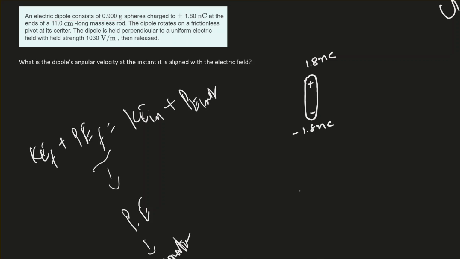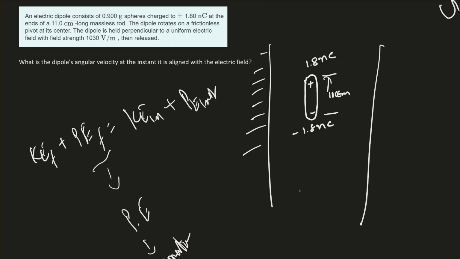Now at the end of it, an 11 centimeter long massless rod, assuming that's a massless rod. So the length of this rod is given, which is 11 centimeter. Now the dipole rotates on a frictionless pivot at its center. The dipole is held perpendicular to a uniform electric field with a constant field strength. So basically it could be a capacitor where one plate has positive charge, another plate has negative charge. So definitely here we have a constant electric field.